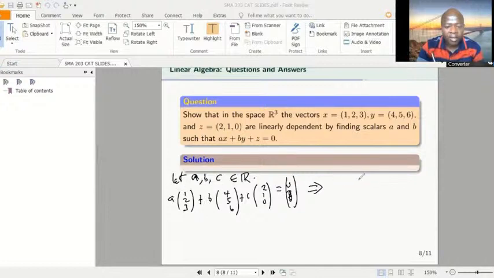The first elements there will be a plus 4b plus 2c is 0. And the second one is 2a plus 5b plus c is 0. And this other one is 3a plus 6b plus 0c is 0. Reduce this to echelon form.